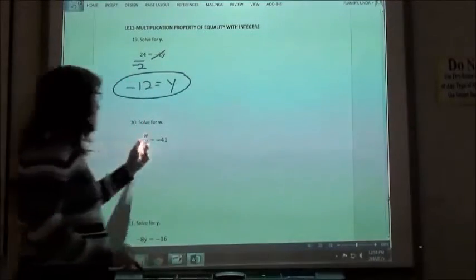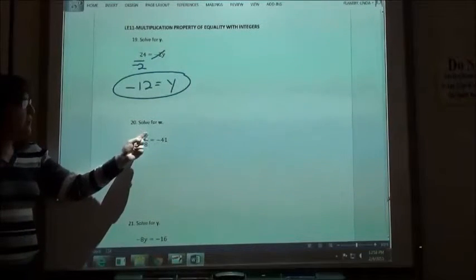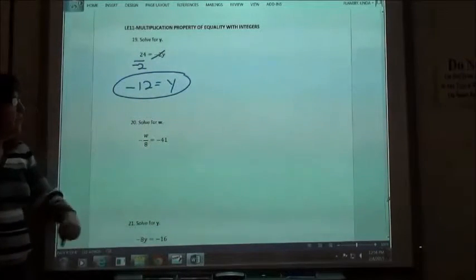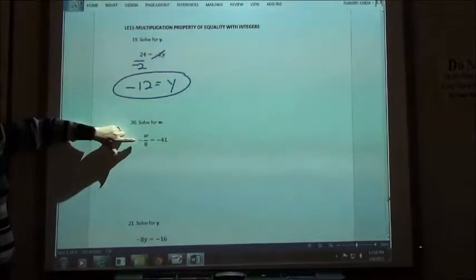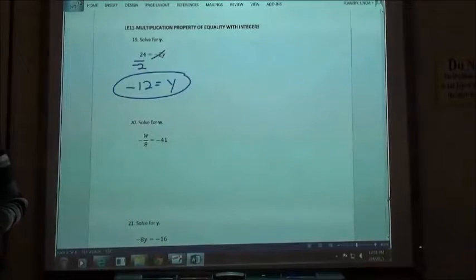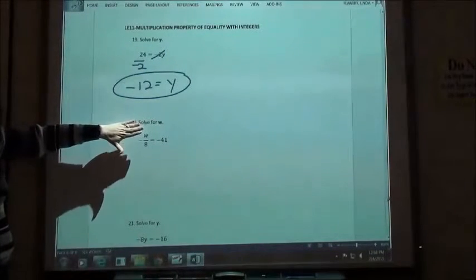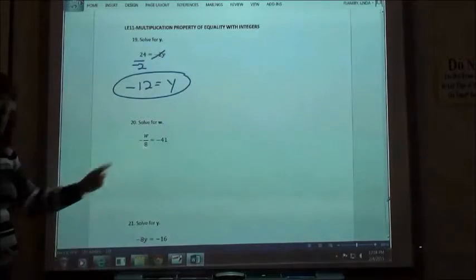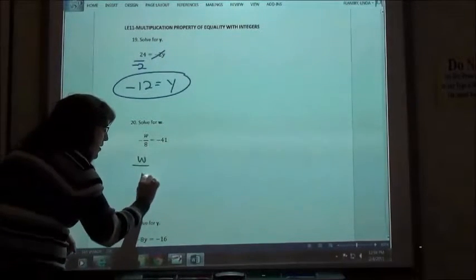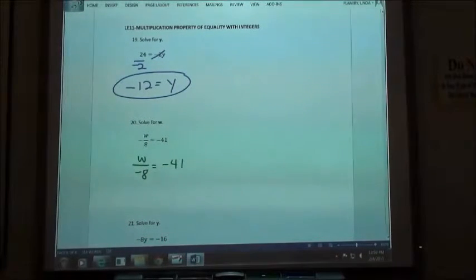Now, this is a tricky one. This is negative W divided by 8 equals -41. This negative can either be put with the W or with the 8, not with both, because then I'd have a negative over a negative. Since I want to get the W by itself, I'm going to put the negative with that number. W over -8 equals -41. It's one of the very few times I actually put the negative on the bottom of my fraction. Otherwise, it makes my problem longer.